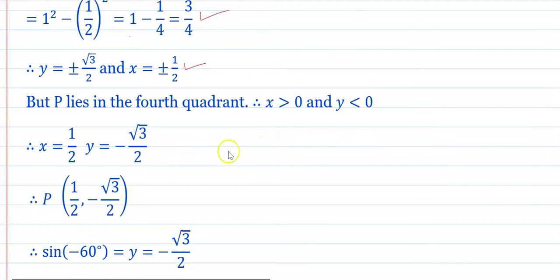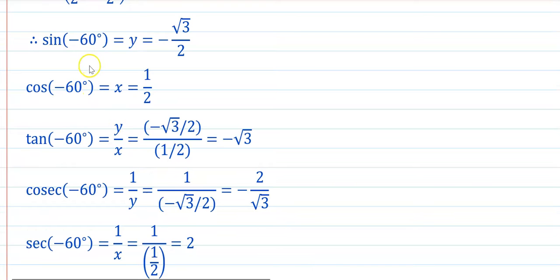X is positive, y is negative. X is 1 upon 2, y is minus root 3 by 2, and hence these are the coordinates of the point P. And from this we get the values of all the trigonometric functions.